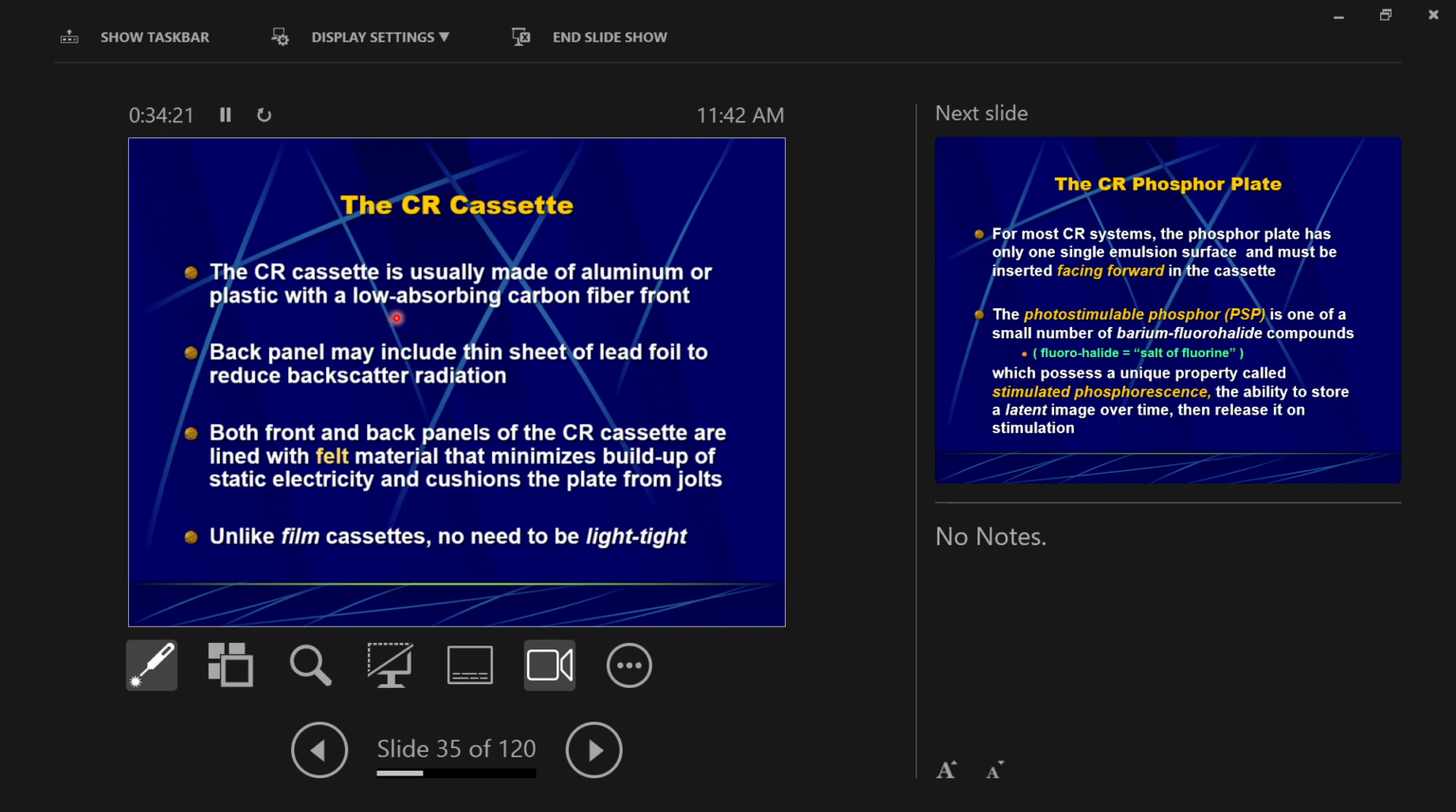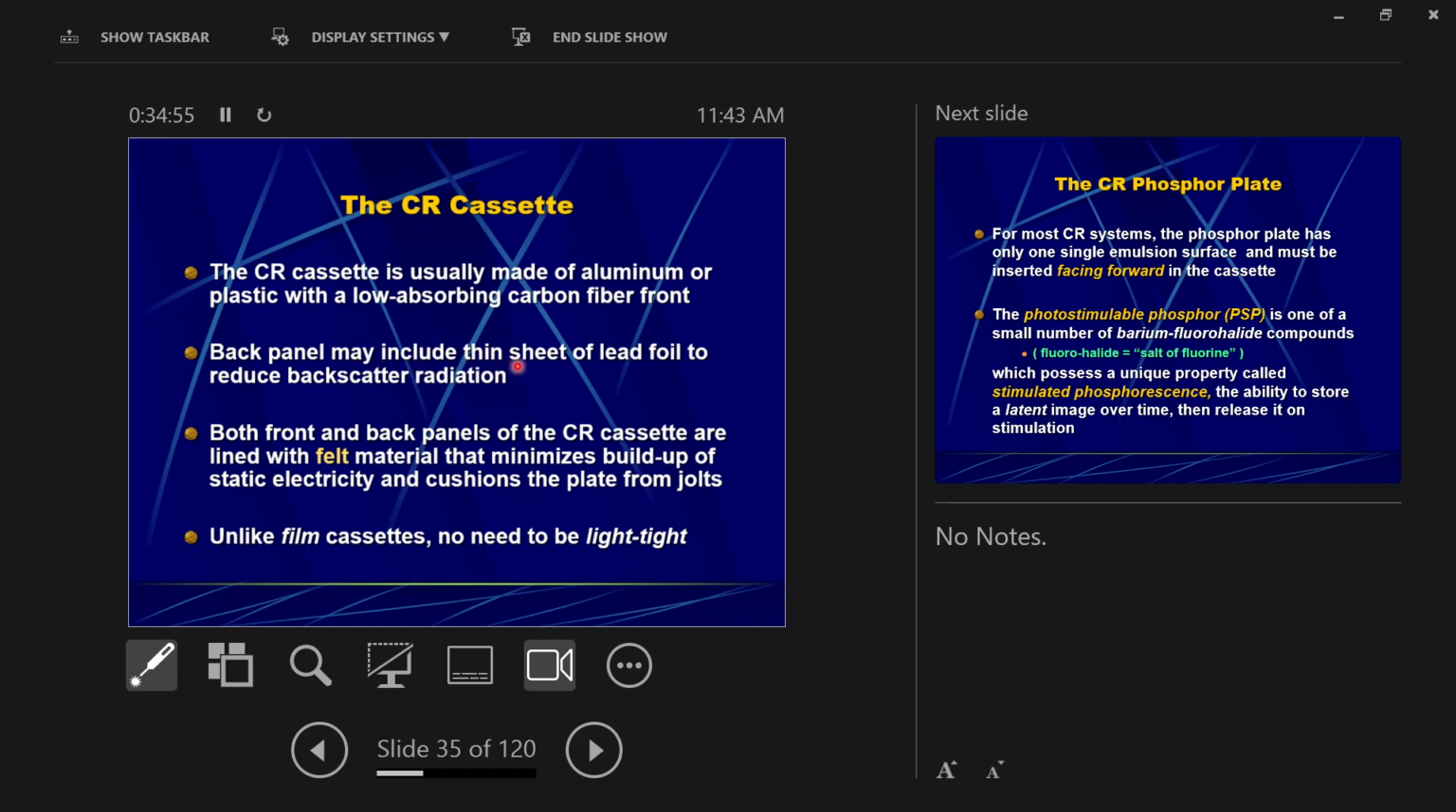The front is made of carbon fiber. Kind of cool. We use carbon fiber for lots of different things to save weight. Carbon fiber is a fiber made of carbon. Carbon is a really light element. It's number 6 on the periodic table. It's one of the lighter elements that we have. And so it has the property that it doesn't absorb much X-rays as they pass through it. So it makes a nice sheet on the front of the cassette that doesn't absorb the X-rays.